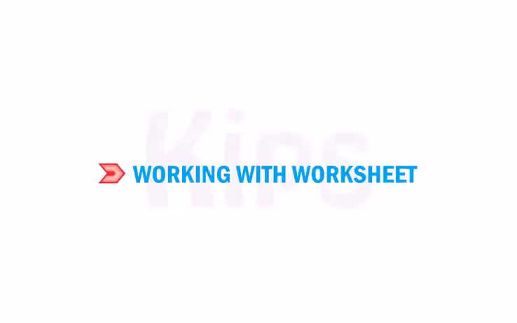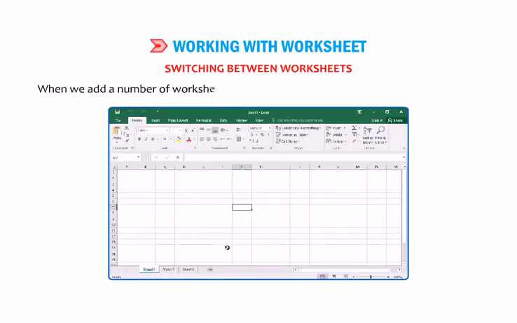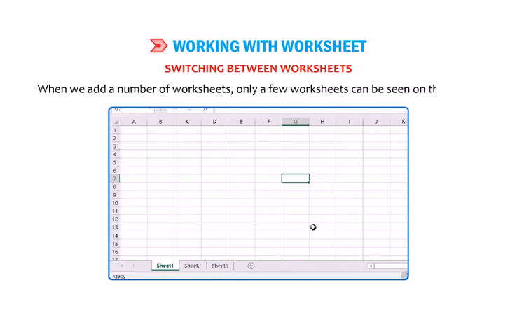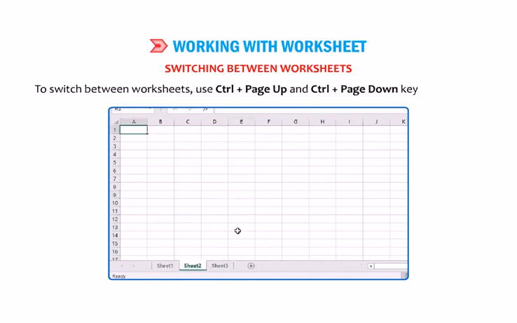Let us learn how to work with worksheet. Let us learn about switching between worksheets. When we add a number of worksheets, only a few worksheets can be seen on the screen. To switch between worksheets, use Ctrl plus Page Up and Ctrl plus Page Down key combination.